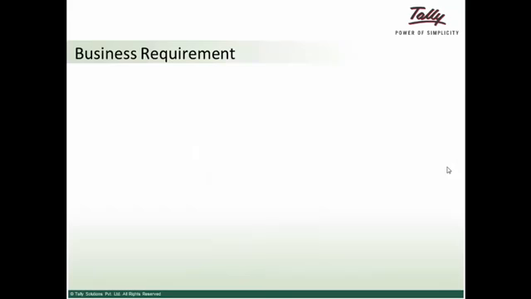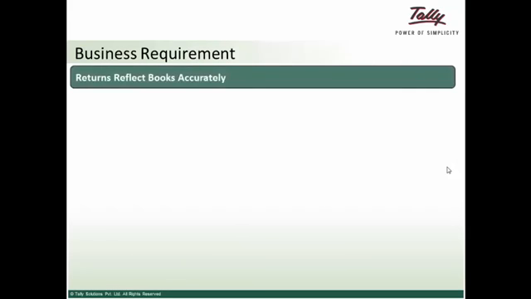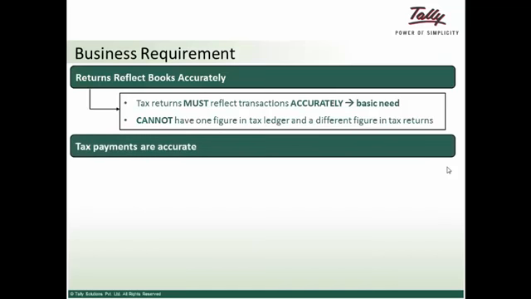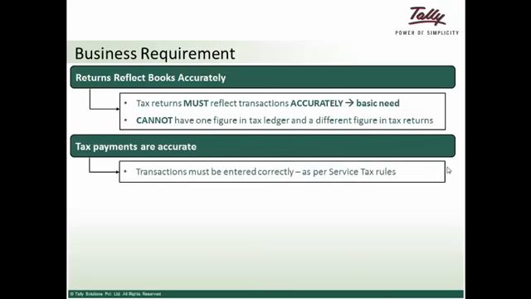Now, typically, every businessman would want to ensure that returns reflect books accurately. The tax returns must reflect the underlying transactions accurately. This is a basic need. We cannot have the tax ledger showing one figure and the tax return showing another. Tax payments are accurate. Now, to ensure that returns are accurate and tax payments are correct, transactions must be entered correctly as per service tax rules.